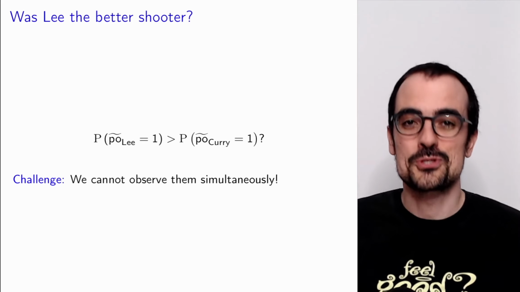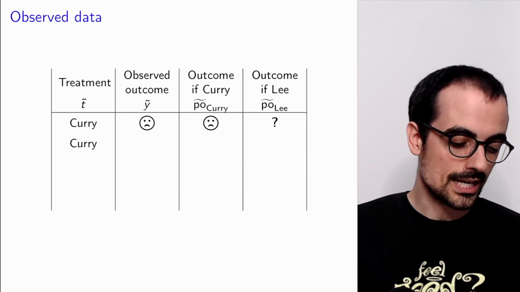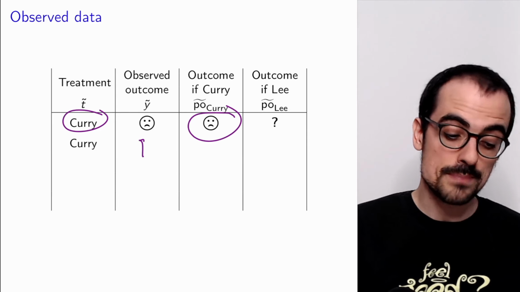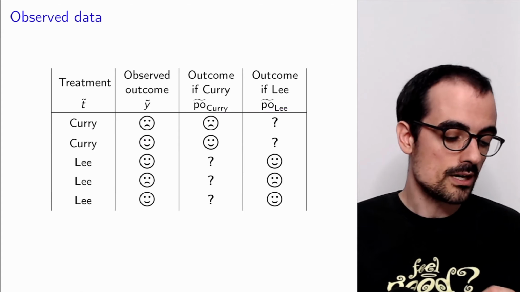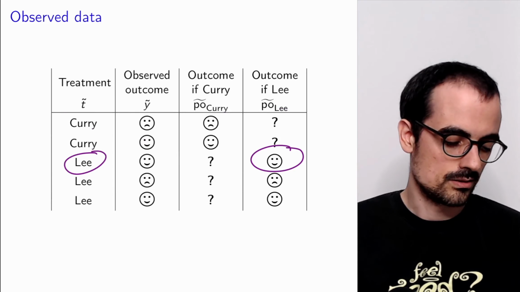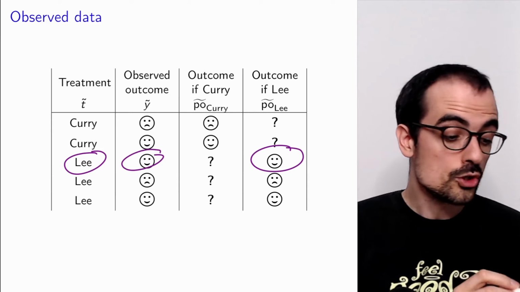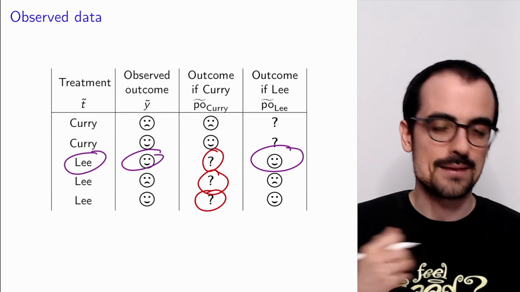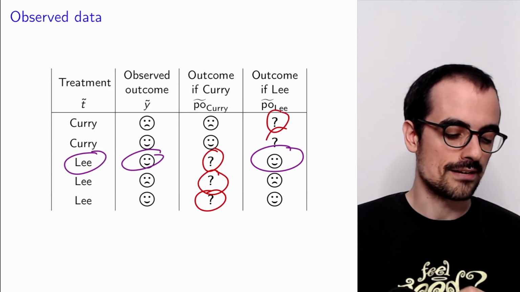We cannot actually observe this. When we look at our data, what we see is that when Curry shoots, in this case he missed, we see the potential outcome for Curry, but we don't see it for Lee because he didn't take that shot. Similarly, when Lee shoots, we see the observed outcome for Lee, but we don't know what happened with Curry. So we're missing whether Curry would have made Lee's shots, and whether Lee would have made Curry's shots.